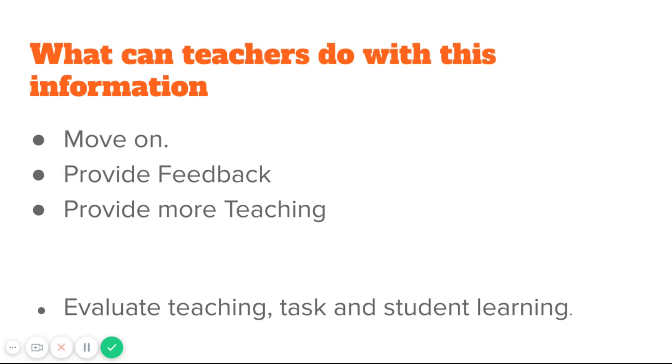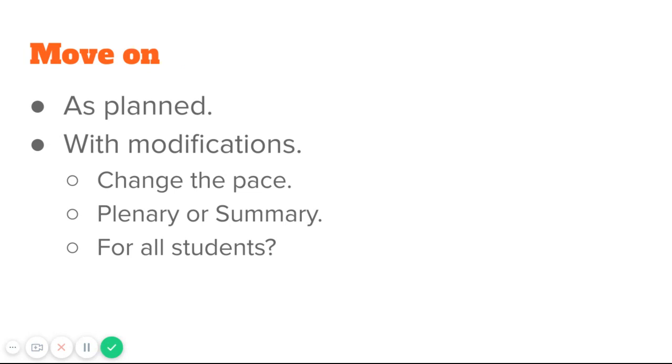When we get information, there are 3 basic things that a teacher can do with their classes. They can simply move on and keep to the lesson plan. They can provide some feedback about the task or about the content before moving on, or they can provide more teaching. They could reteach those ideas. The other thing we can do with this information is evaluate what tasks and what teaching strategies have worked for student learning. So when we're moving on, we can clearly just go as planned, we can modify the pace, we can insert a plenary or summary, and we could identify students that we would want to review with before they move on.